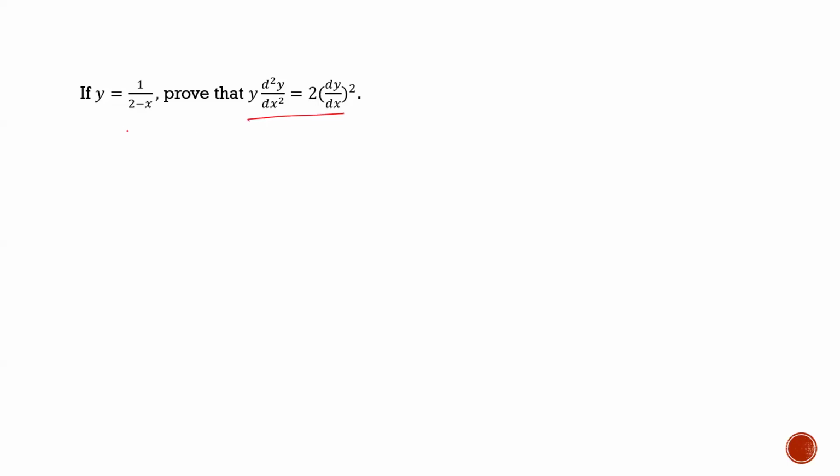But you can be smart about this by making observations along the way. y is equal to 1 over 2 minus x. This is the same as (2 minus x) to the power -1. This should mean that dy/dx is -1 times (2 minus x) to the power -2, which is simply -1 over (2 minus x) squared.